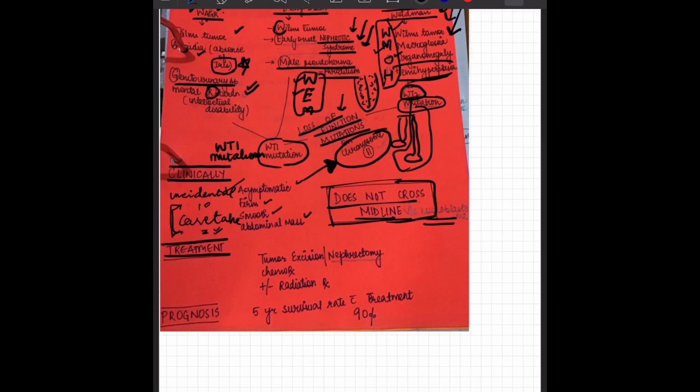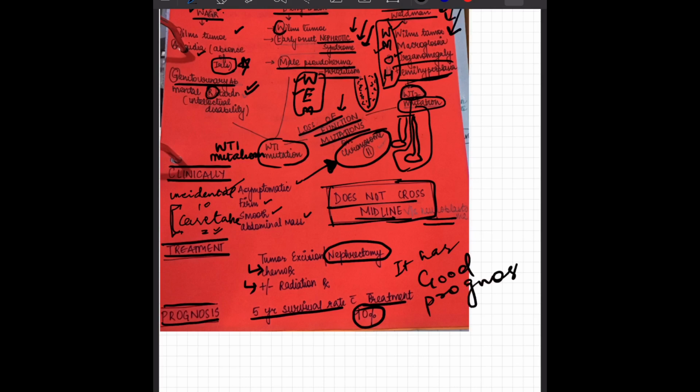Now, what is the treatment? Treatment is tumor excision or nephrectomy plus chemotherapy plus or minus radiation therapy. And what is the prognosis? The 5-year survival rate with the treatment is 90%. That means it has a really good prognosis. You have to remember, it's a good prognostic tumor.